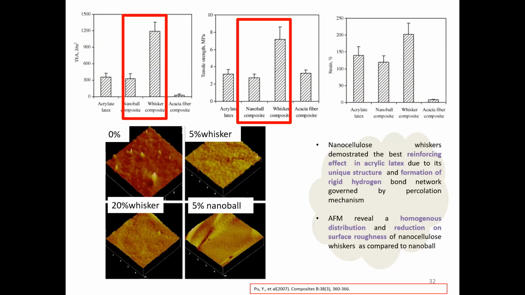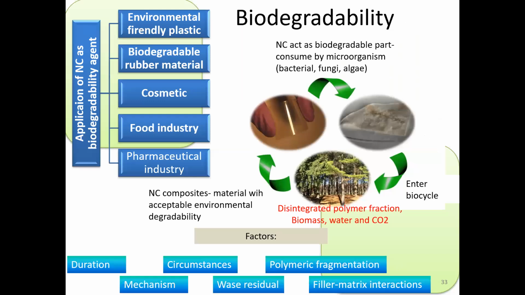So why is nanocellulose most interesting, not only in terms of the mechanical property itself, but also due to the biodegradability properties. That's why nanocellulose has a wide application for products that need to be biodegradable. For example, it can be used for environmentally friendly plastic, biodegradable rubber materials, for cosmetic, pharmaceutical, food industries, and so on.